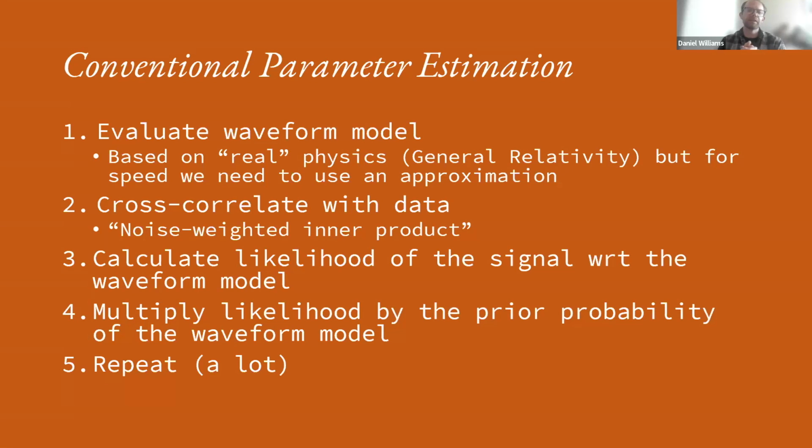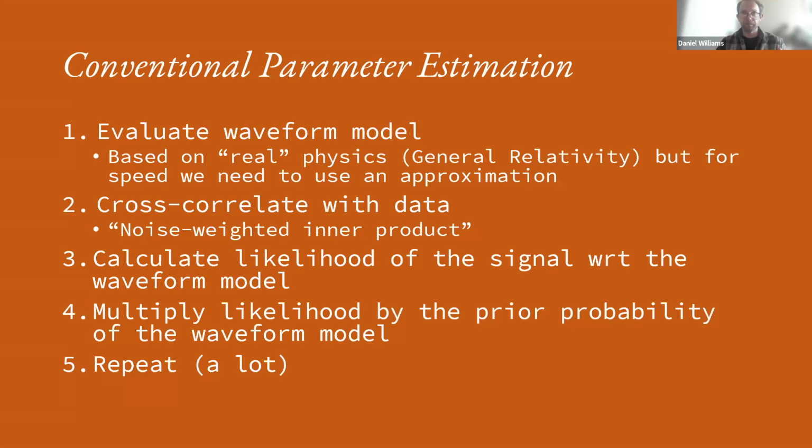So we take the waveform model, as I say, we compare it with the data through cross-correlation in effect. So we do something which we call a noise-weighted inner product. That's just jargon at the moment, but basically we take into account an estimate of the amount of noise in the data along with our signal to produce that likelihood. We calculate the likelihood with respect to these two things, and then we multiply it by the prior probability, as I said before. And we do this at many, many different sets of parameters for the model.